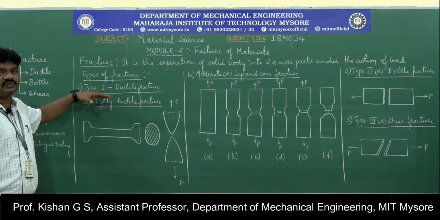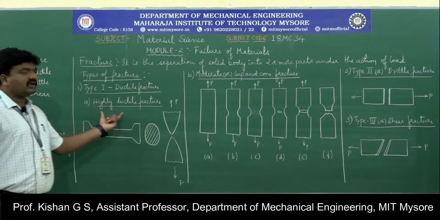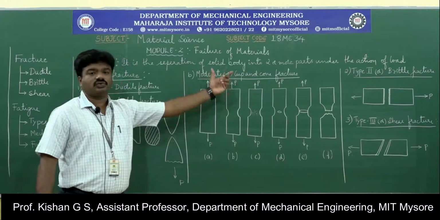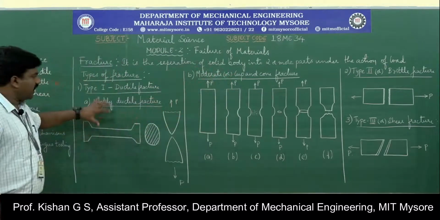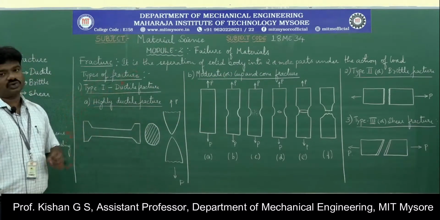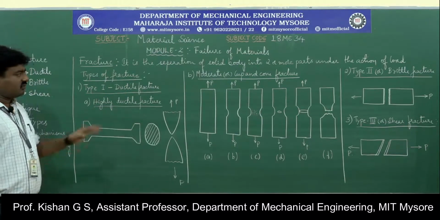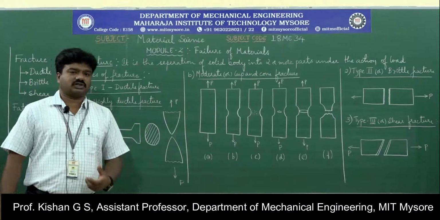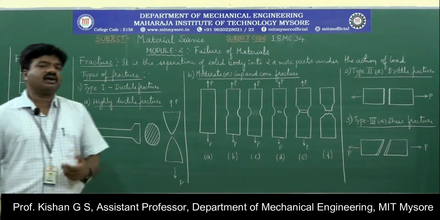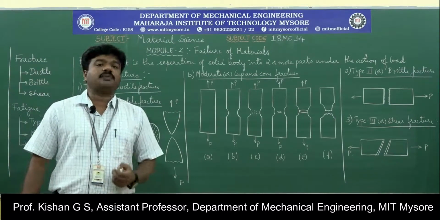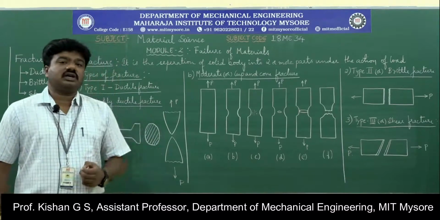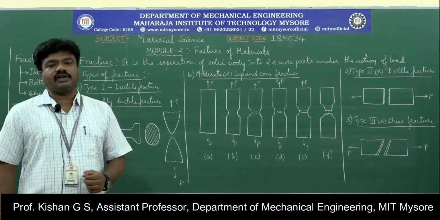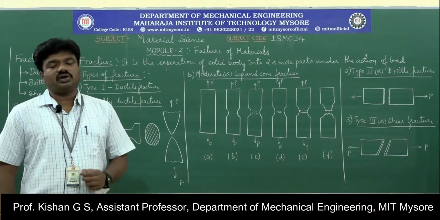In ductile fracture, we have two types. One is highly ductile fracture. Another one is moderate or cup and cone fracture. So what do you mean by highly ductile and moderate cup and cone fracture? So here, before understanding these two, let us discuss what is meant by ductile fracture. So ductile fracture is defined as a slow crack propagation resulting in extensive plastic deformation before the material fails or before the material undergoes fracture.